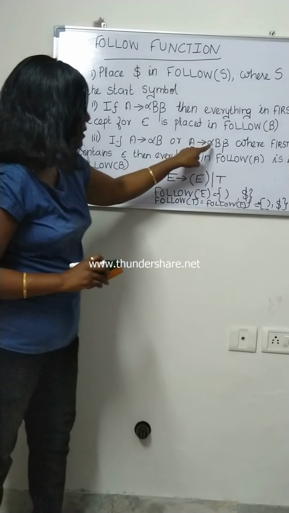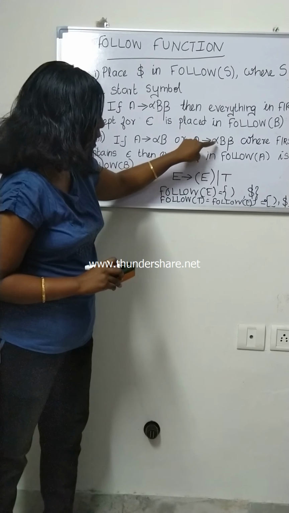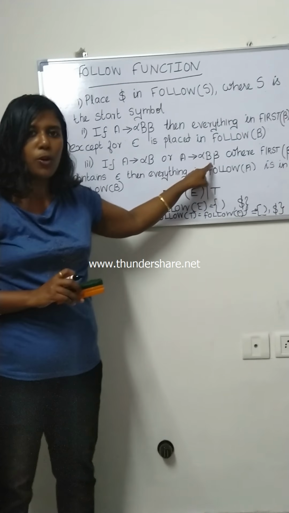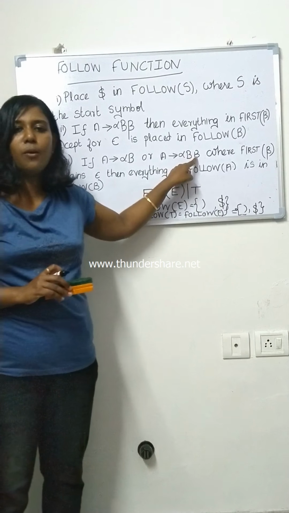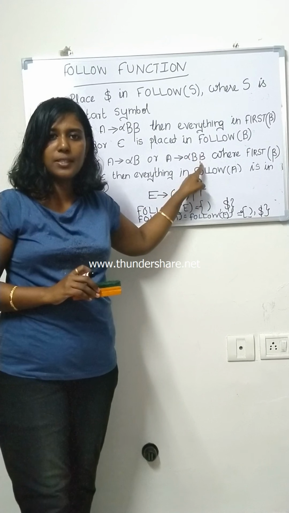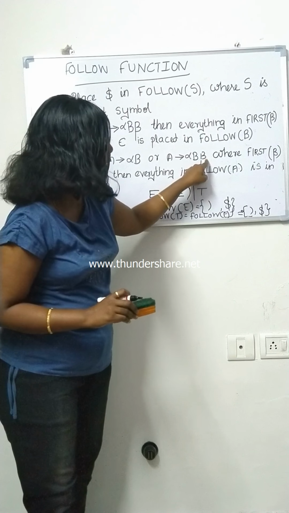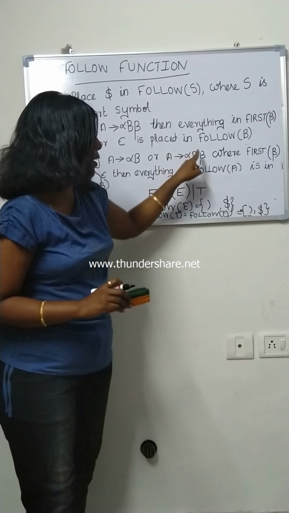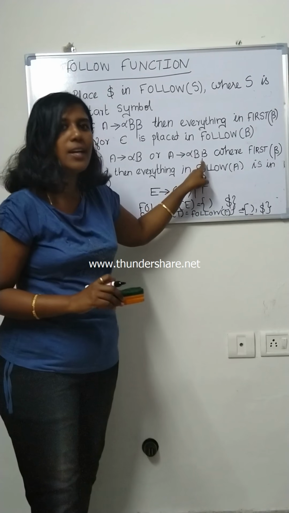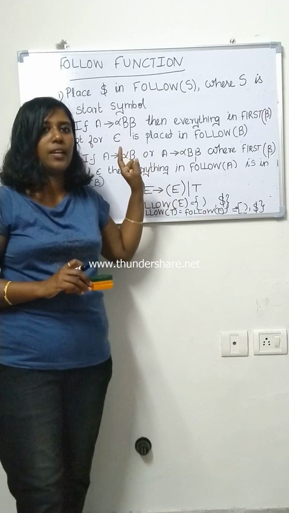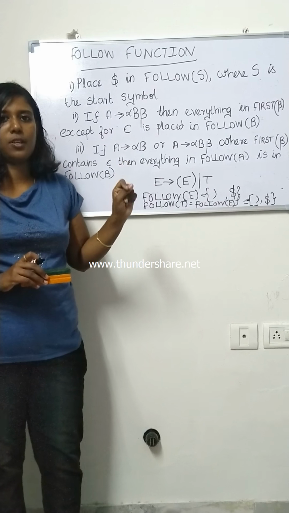Now one more case is there. A derives alpha B beta. Suppose I have B followed by beta. Now I want to find first of beta. Suppose if there is a null value in first of beta, then again we will be finding follow of A. So this is the follow function.